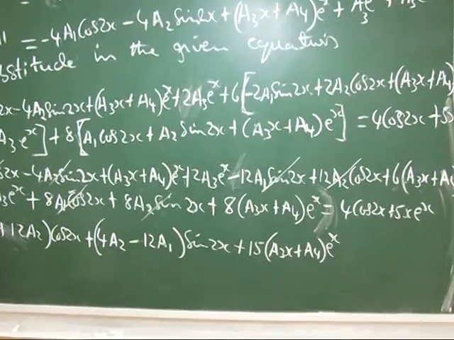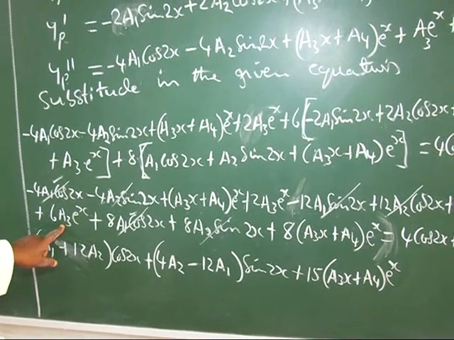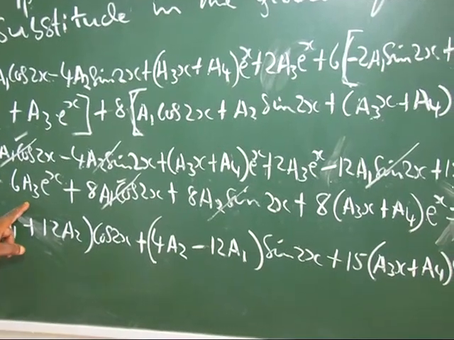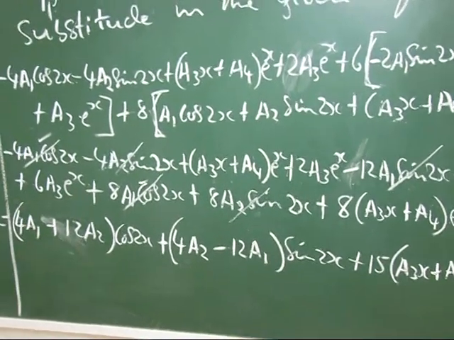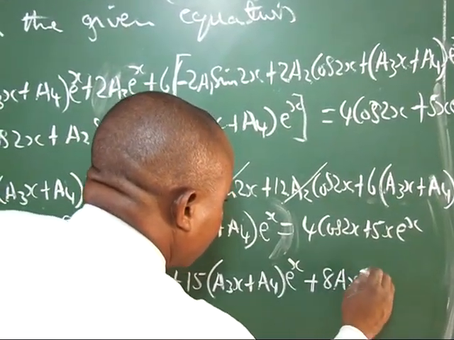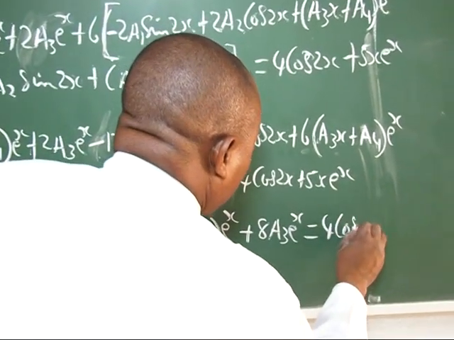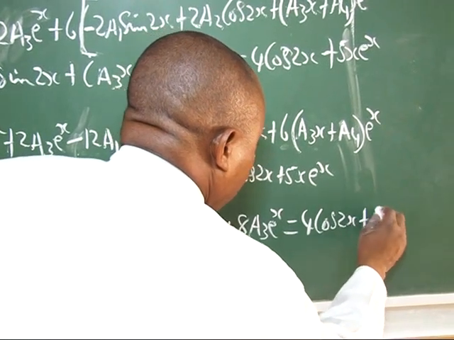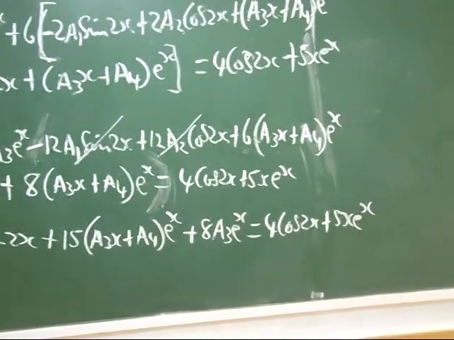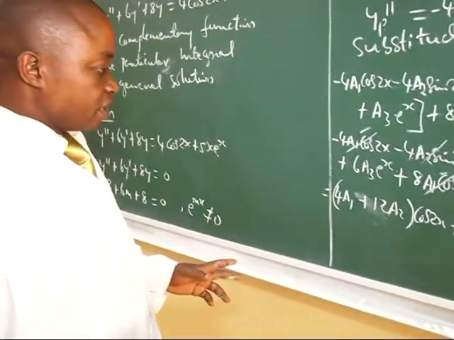Now which other one do we have? This. We have one here. We also have 2a3 exponential x. We have here 6a3 exponential x. So that is 8. So we can write plus 8a3 exponential x will be equal to 4 cos 2x plus 5x exponential x. Alright, so now, before we compare coefficients, we will now look at the arrangement.